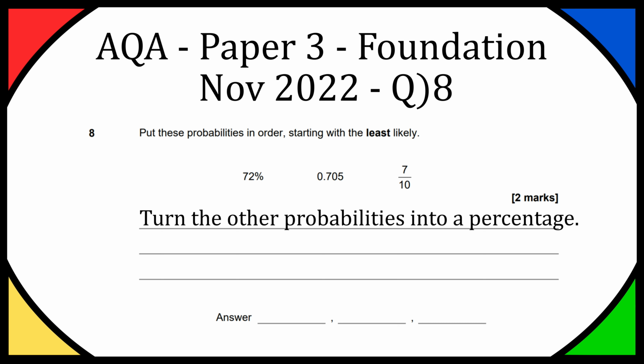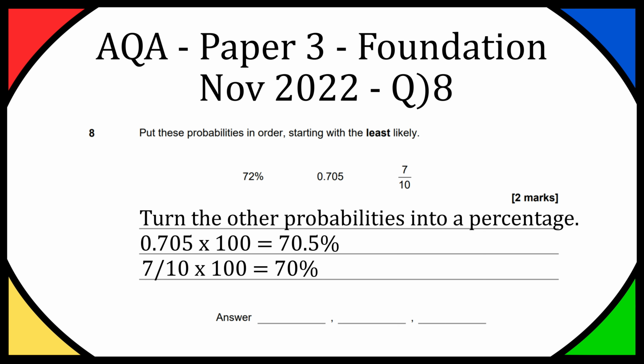So let's turn the other probabilities into a percentage. So if we want to take the decimal, which is 0.705, and then times it by 100, this will turn it into a percentage. So 0.705 times 100 is 70.5% as a percentage. And then the same for the fraction as well. So all you have to do is times it by 100. So we have 7 over 10 times 100, and that's going to give you 70%.